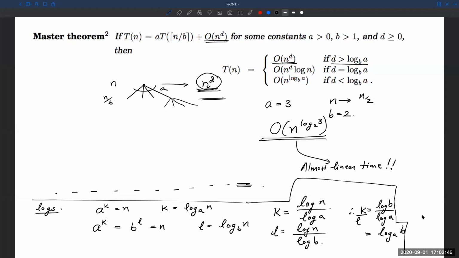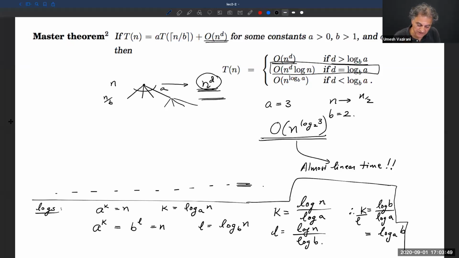I'm still confused why, if d is equal to log base b of a, then T(n) is equal to big O of n to the d log n. So you're confused about this theorem, about this middle case? By the way, this theorem and its proof are being covered this week in discussion, and in the discussion video it's discussed at great length. That's why in the lecture I only covered it at a high level.